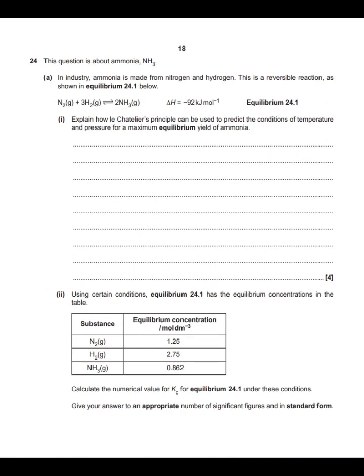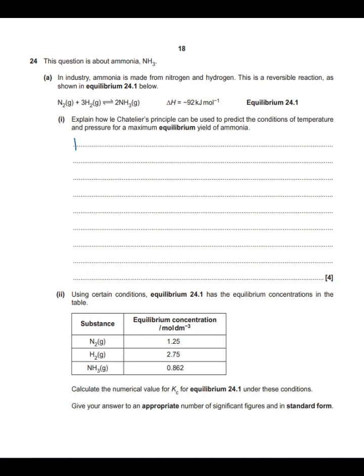So question 24 is about ammonia, and we've got a question: in industry, ammonia is made from nitrogen and hydrogen. This is a reversible reaction as shown in the equation below, and we're given the enthalpy change of formation of ammonia, minus 92 kilojoules per mole. Explain how Le Chatelier's principle can be used to predict the conditions of temperature and pressure for a maximum equilibrium yield. So we've got 4 marks there.